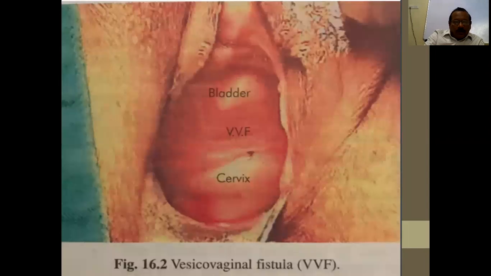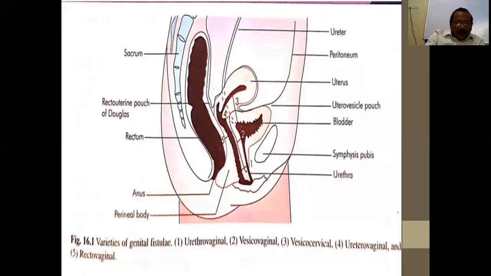Here in this picture is the bladder. This is a small opening, a vesicovaginal fistula, in the cervix. This is just a cervical fistula. Vesicovaginal fistula is called VVF, and this one is very close to the cervix.